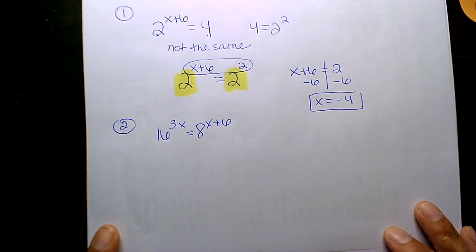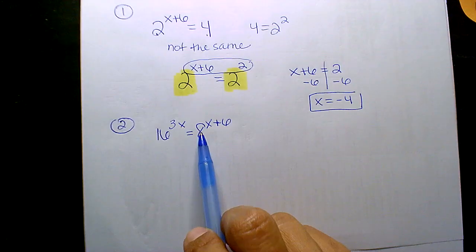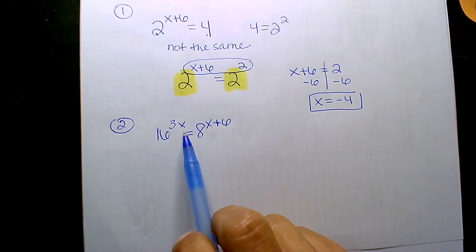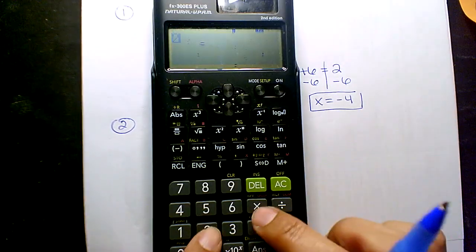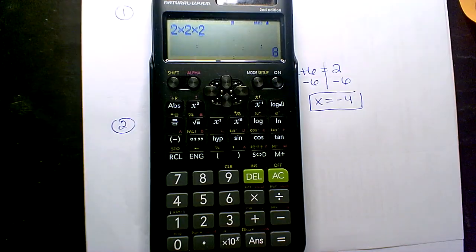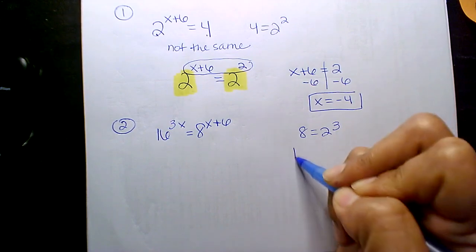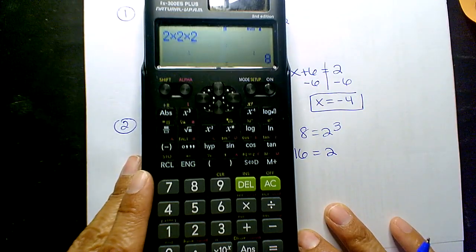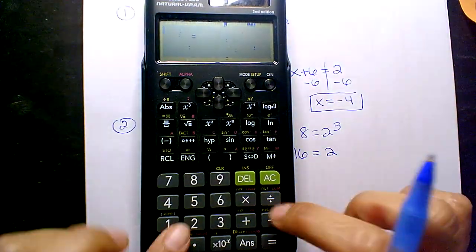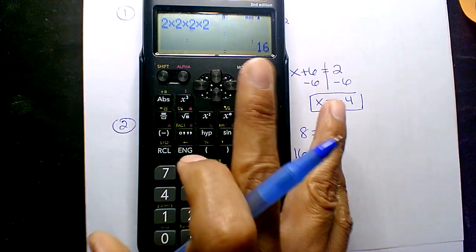Okay, again, if your bases are not the same, 16 and 8 are not the same number. They need to be identical. Okay, 8, I can only express 8 as a base of 2, because 2 times 2 times 2 is 8, right? So I can express this 8 as 2 cubed. How many 2's make 16? 4 of them. 2 times 2 times 2 times 2 is 16. So 2 to the 4th makes 16.